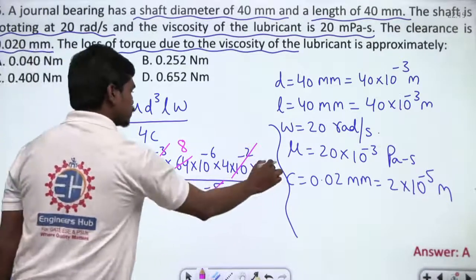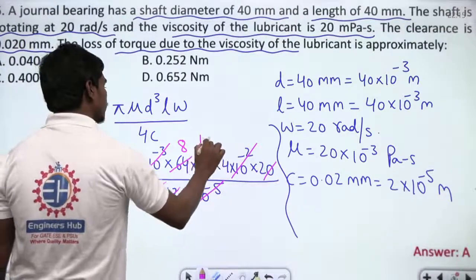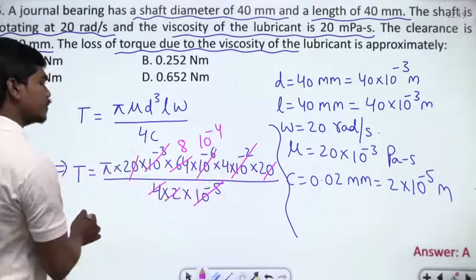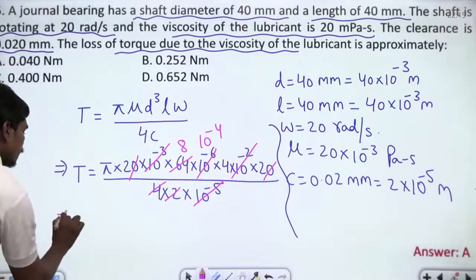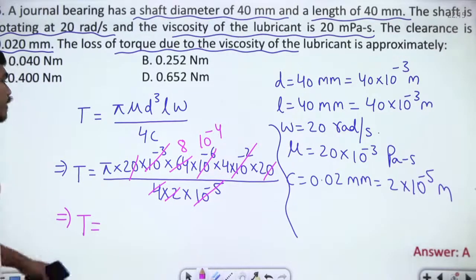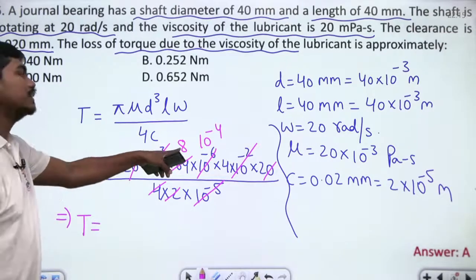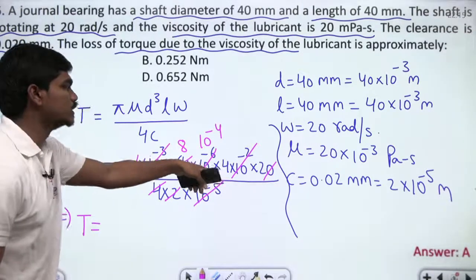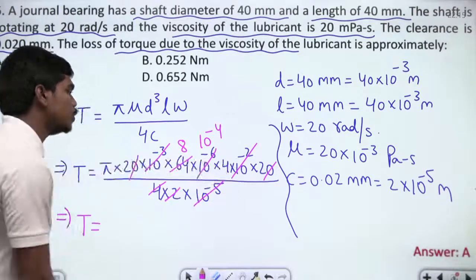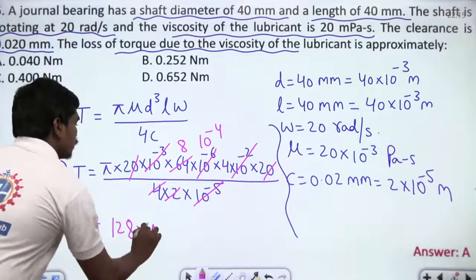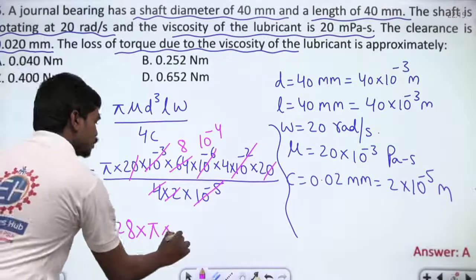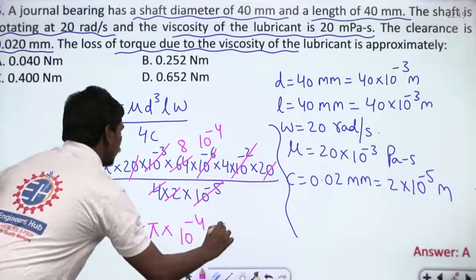We can cancel these two zeros and write 10 to the power minus 4 here, and still we have something to cancel here. I think these are the maximum calculations that we can perform. So after cancellations, T is equal to 2 into 8, 16; 16 into 4, 64; 64 into 2, which is 128; into one pi, and pi into 10 to the power minus 4 Newton meters. Correct? This is the value we need to calculate.